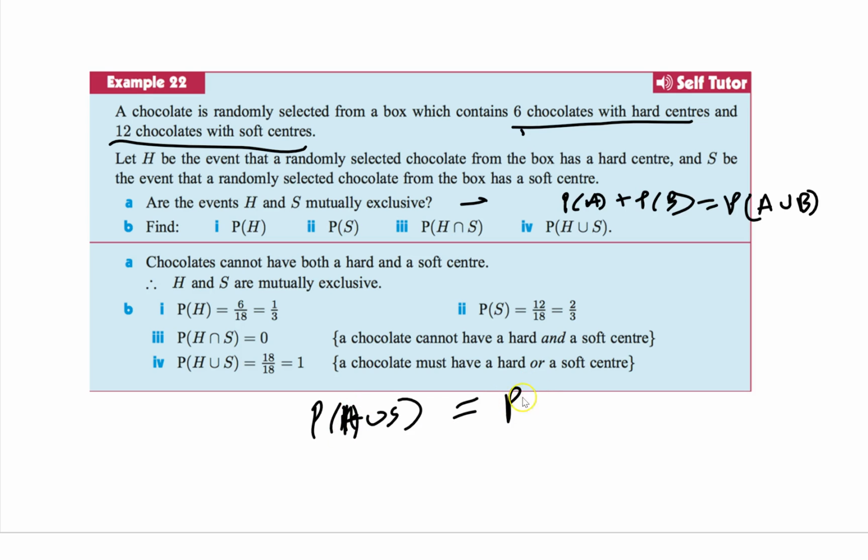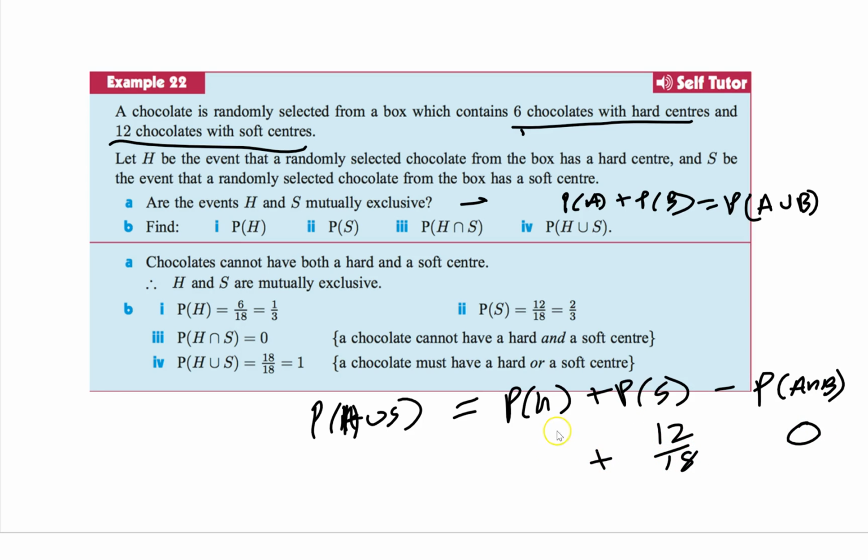Right here, probability of H, sorry about the ugly H, plus probability of S minus the intersection. The intersection is 0, S we talked about is 12/18, and H is 6/18. If you add them up, you get 18/18, or 1. So that's how you do that.